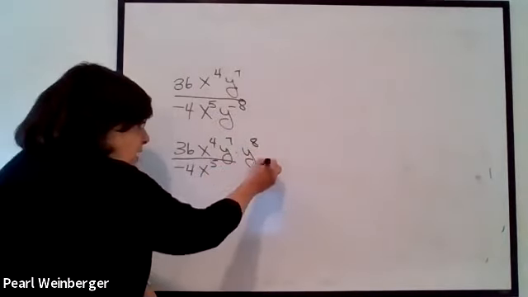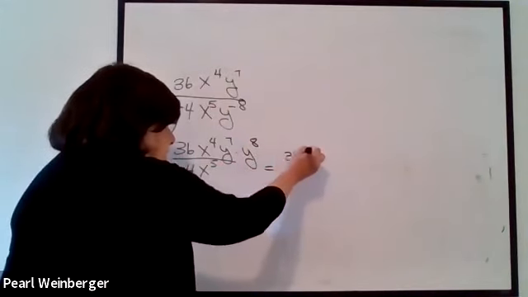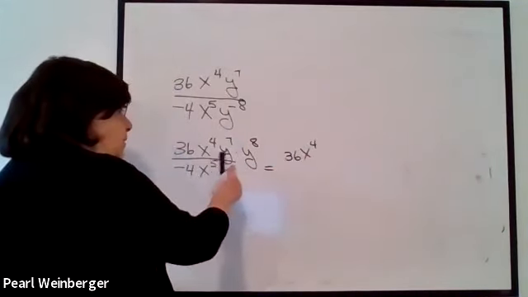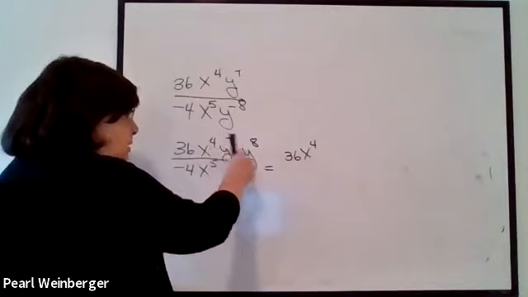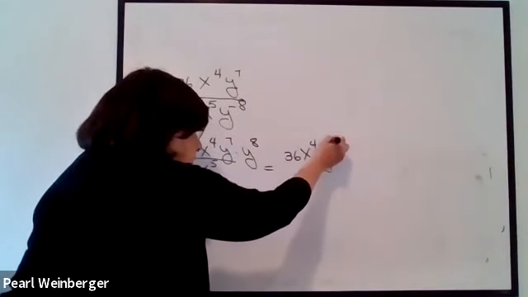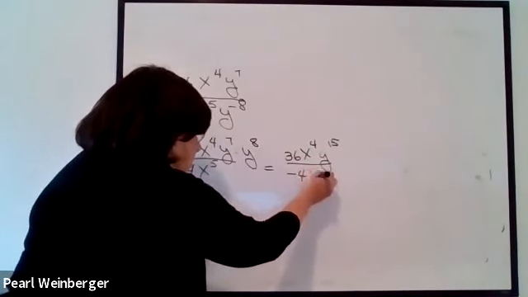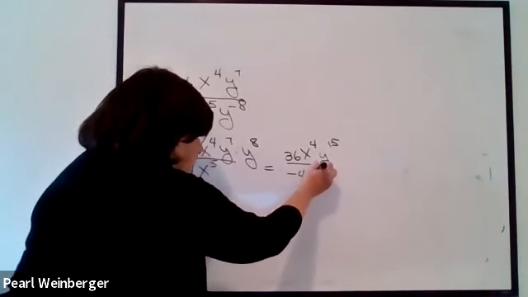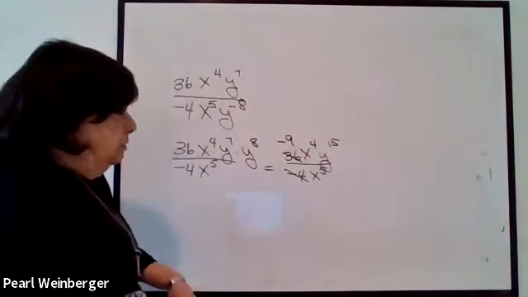Of course, this then gives us, if we simplify this, 36x^4, the y^7 and the y^8, they're the same letter, so we add their exponents because now we're multiplying, which gives me y to the 15th. And on the denominator, I have negative 4x to the 5th. Well, I still want to finish this up. I want to simplify the 36 and the negative 4. Negative 4 into 36 gives me negative 9, and this happens to cancel out.